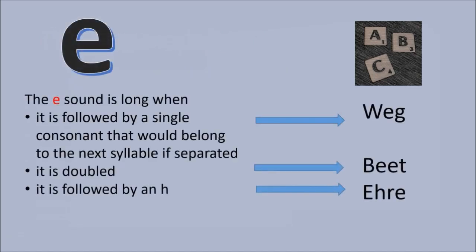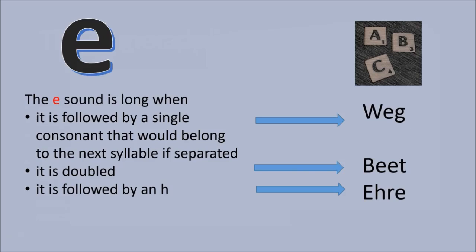Now you've got the same idea with the E sound. It's long if it is followed by a single consonant that would belong to the next syllable if separated. Weg. Now, if we separated that, if it was a longer one, it would have been Wege. That's probably a bit easier to recognize.